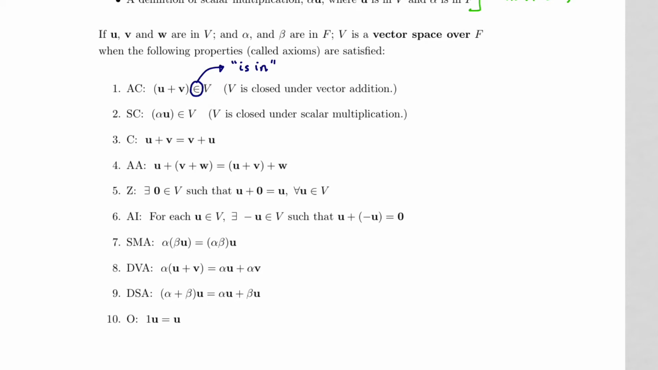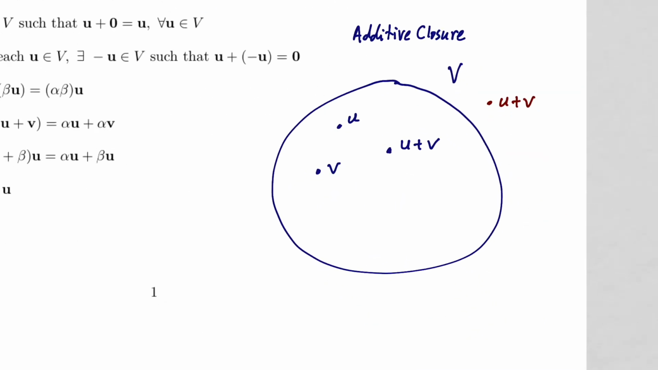So the idea of closure, we say V is closed under vector addition. Closure means if I were to take two vectors in V and add them together, I can't get anything outside of V. We could draw a little picture like this of additive closure. If this is the set V, here's the vector u, here's the vector v, here is the sum of u and v, and it's inside the set V. It can't be, in particular, out here, outside of the set V. Otherwise, V would not be closed under vector addition.